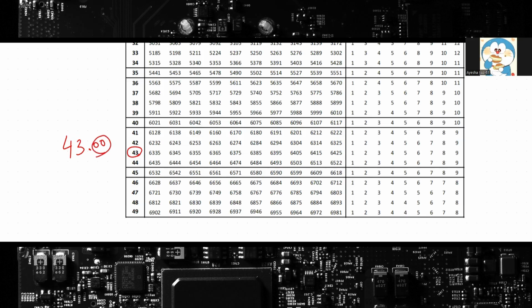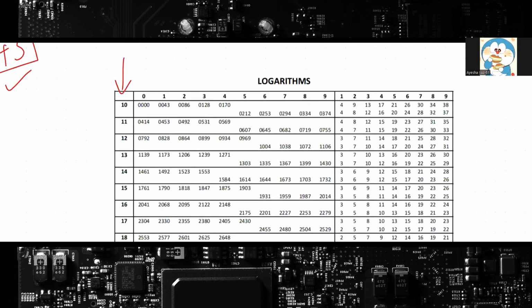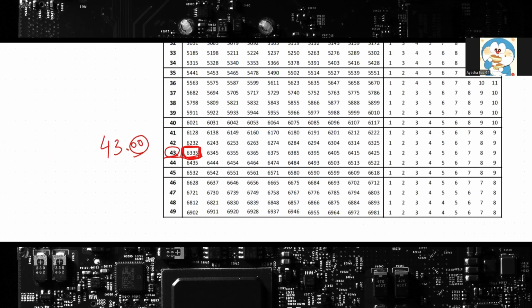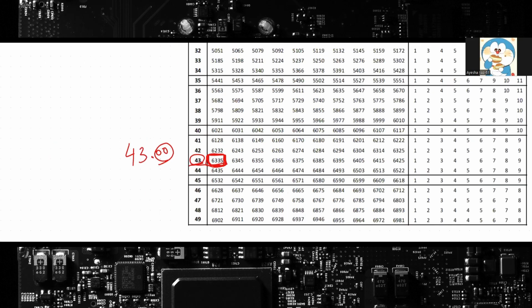If I scroll up this table, you will see that the second column is 0 and then 1, 2, 3, up to 9. So to find the mantissa for 43, you simply look at 43 under 0, okay? This is 43, and under 0 this is the value. This is your mantissa, which you will write in the form of a decimal, because I told you that the mantissa is basically the decimal part of your scientific number.